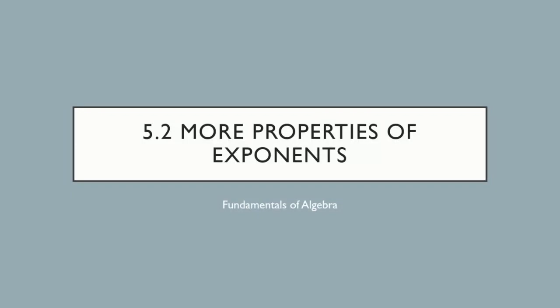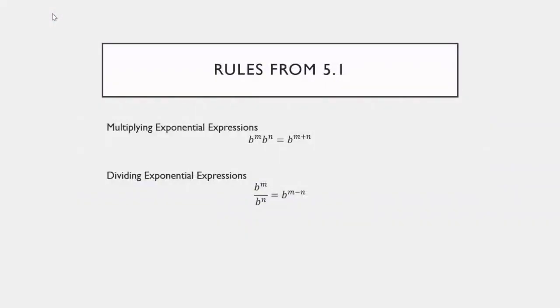So 5.2 covers more properties of exponents. I am going to do a little brief refresher of the properties that are in 5.1. So 5.1 covers two rules that deal with exponents.